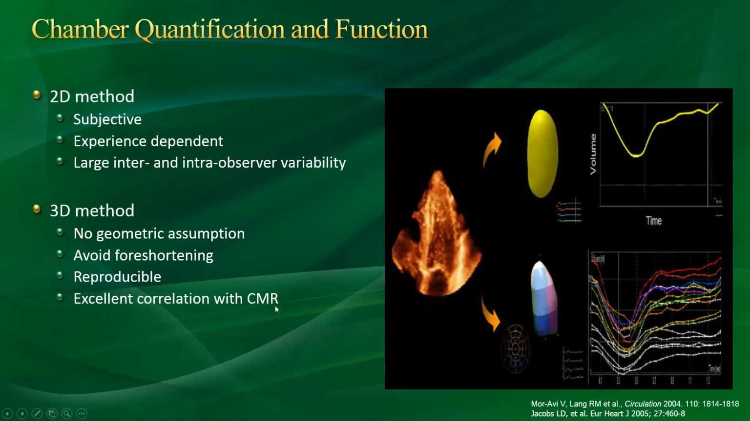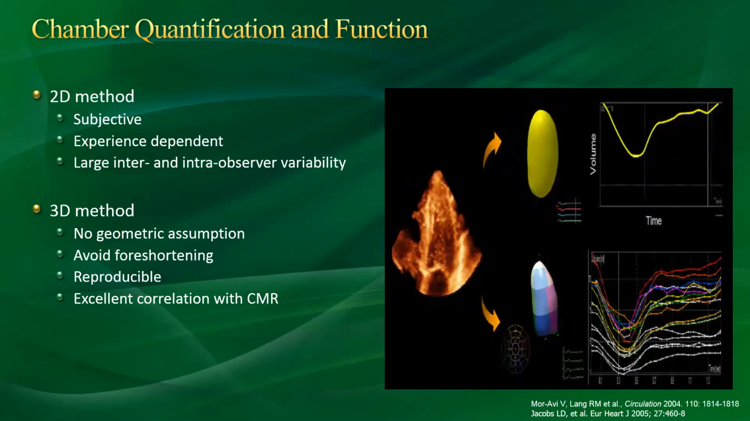For volumetric assessment, it still underestimates the volume, mainly because we include the trabeculation. 3D echo is not as good at delineating the trabeculation compared to CMR. So that's the main difference: 3D echocardiography is a reliable way to assess left ventricular volumes and ejection fraction, but it still underestimates the volume compared to MR, because of the trabeculation that we usually include.